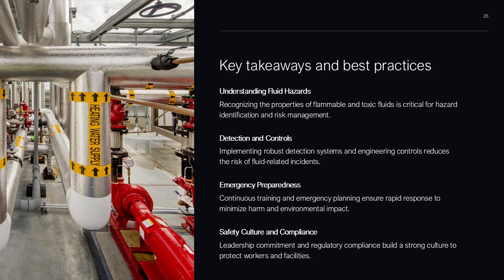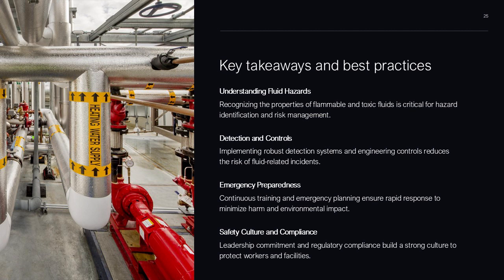Key takeaways and best practices. Flammable and toxic fluids in oil and gas processing present significant hazards that require proactive management. Key takeaways include understanding fluid properties, implementing robust detection systems, applying engineering and administrative controls, and ensuring compliance with regulatory standards. Emergency preparedness and continuous training are essential to minimize risks.